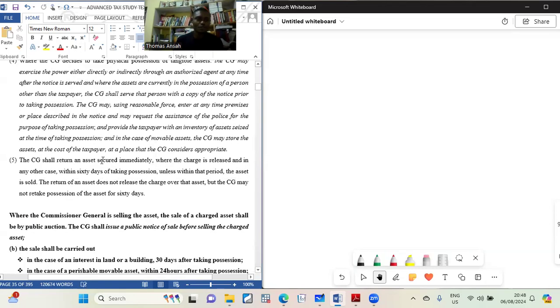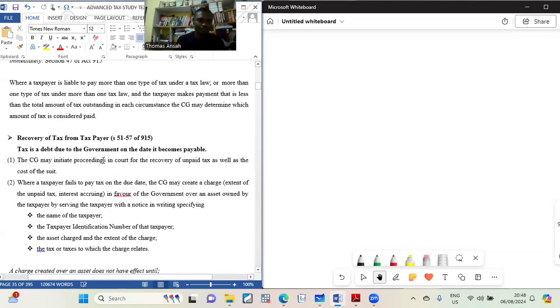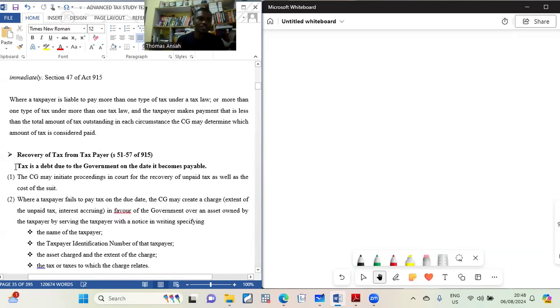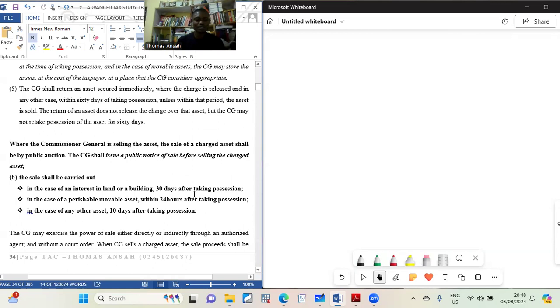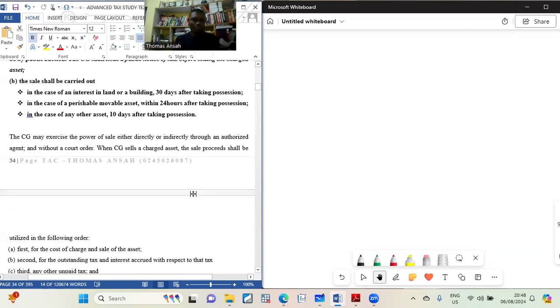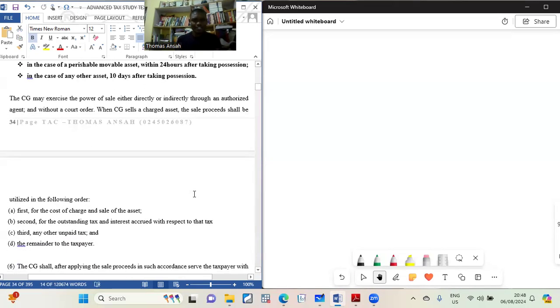Okay, so like we explained, it's coming from section 51. This statement: Tax is a debt due the government on the date it becomes payable. If you owe them, that is the ground on which they can sell your assets. You owe money. They have seized the asset. They need to collect their money. So they are going to sell the asset to take their money. Please, do you understand? Okay. Because you cannot just say you won't pay them.